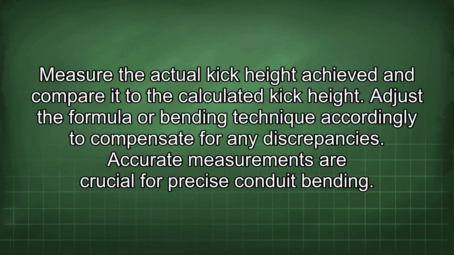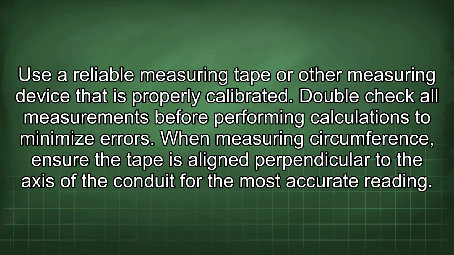Accurate measurements are crucial for precise conduit bending. Use a reliable measuring tape or other measuring device that is properly calibrated. Double-check all measurements before performing calculations to minimize errors. When measuring circumference, ensure the tape is aligned perpendicular to the axis of the conduit for the most accurate reading.